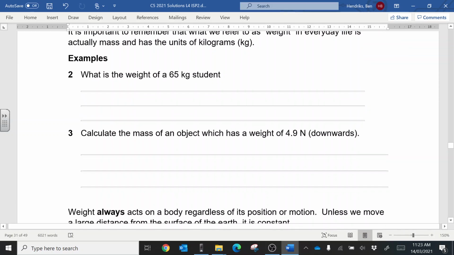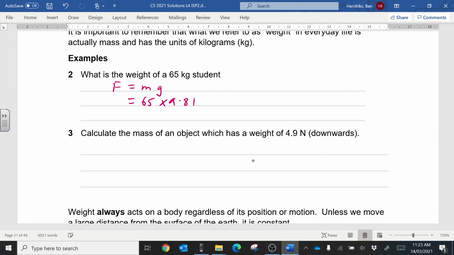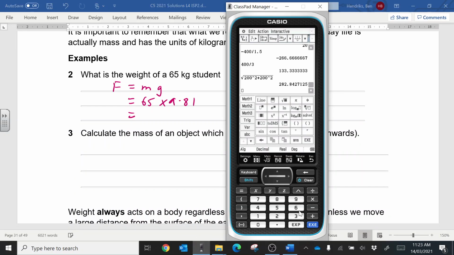So let's have a few examples where we're actually calculating the weight force. What is the weight of a 65 kilogram student? So Fg equals mass times the gravitational acceleration. So it's equal to 65 times 9.81, and that is equal to 638 newtons.